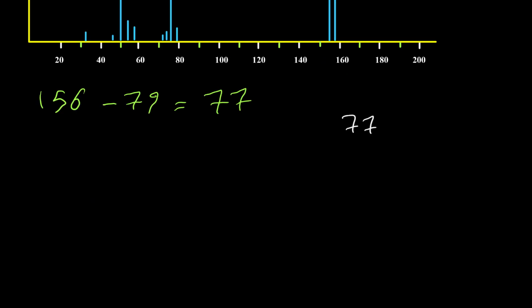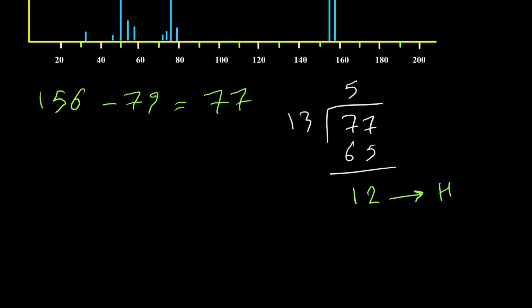77 divided by 13, the quotient is 5. 5 times 13 is 65, and the remainder is 12. This is a rare example because the remainder is 12. We always consider the remainder as the number of hydrogen, but 12 can also be one carbon. So we may have one carbon or 12 hydrogen in this case. Let's have both of them.